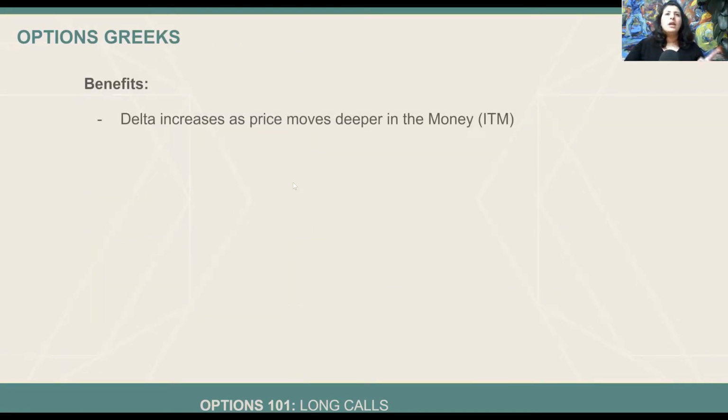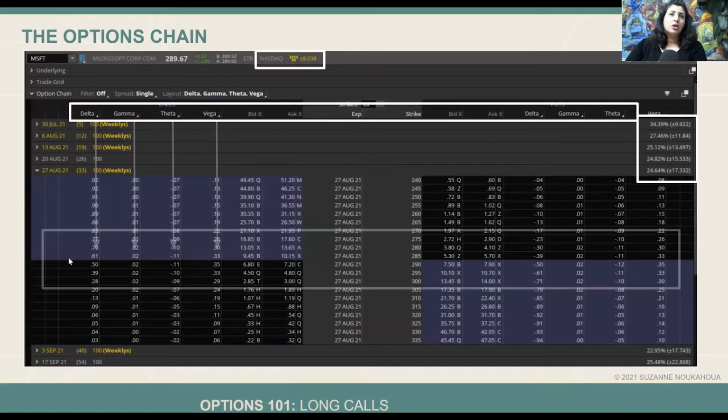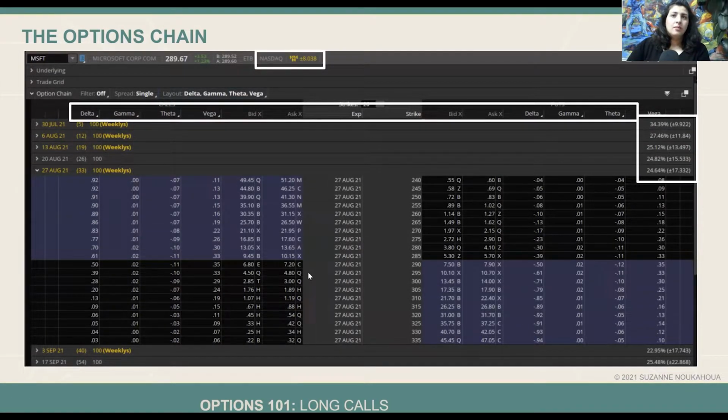So one of the things I did not talk about yet is the delta, and that is one of the most important aspects of the contract. So I'm actually going to go back to our screen. As you can see here, at this particular time that I took the picture of the option chain, Microsoft was trading at 289. The blue shaded area of the option chain is all the values that are less than the current value of the stock.